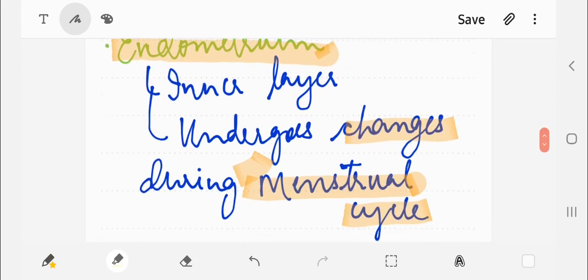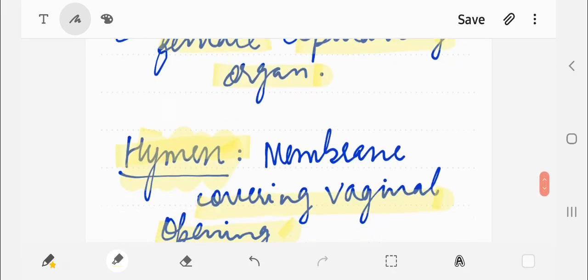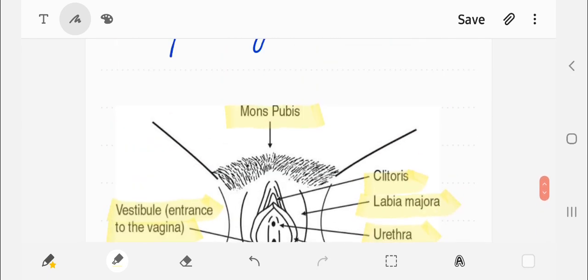Please go through it and consult your NCERT. Have a look at the diagram. Try to practice your diagram one by one.